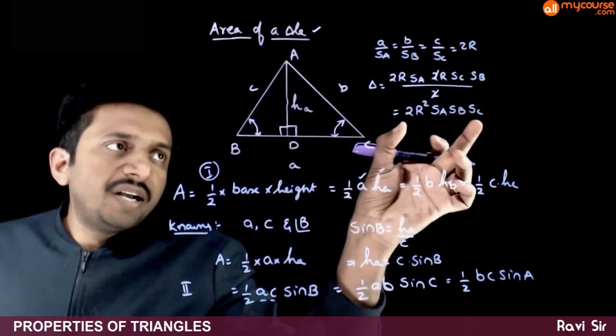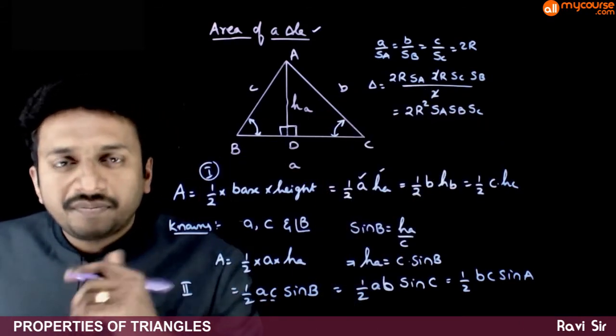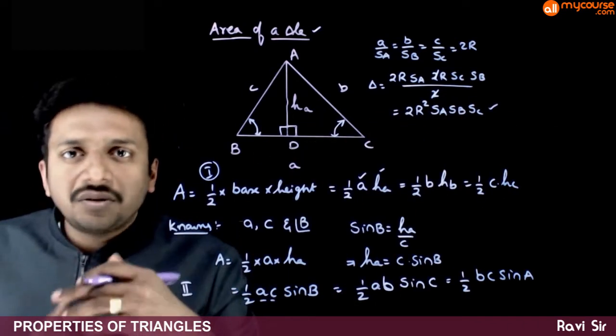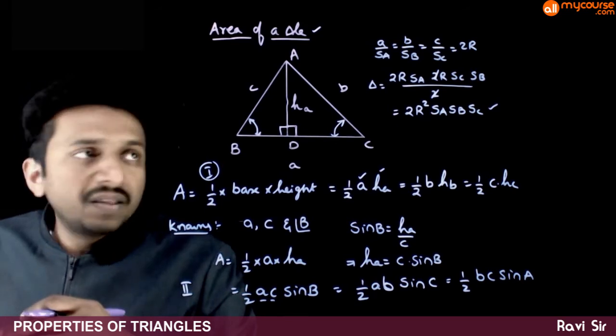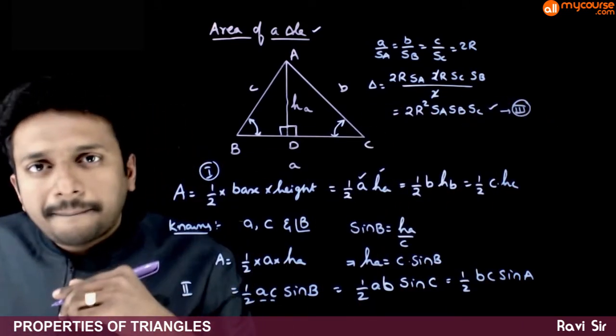So area can also be written as 2R square sine A sine B sine C. So if you know all the three angles and the circumradius, you can find the area. So this is the third formula to find the area of a triangle.